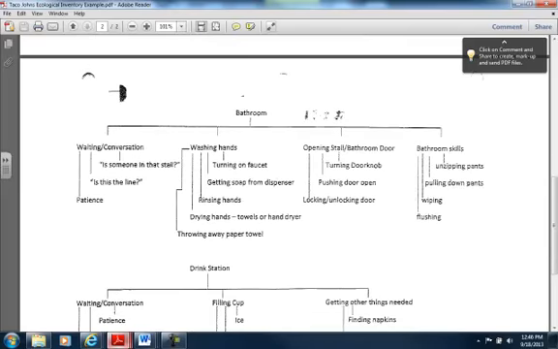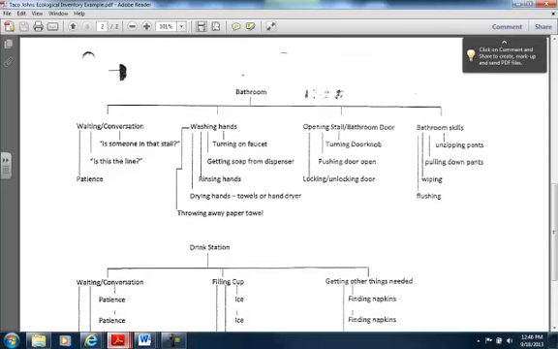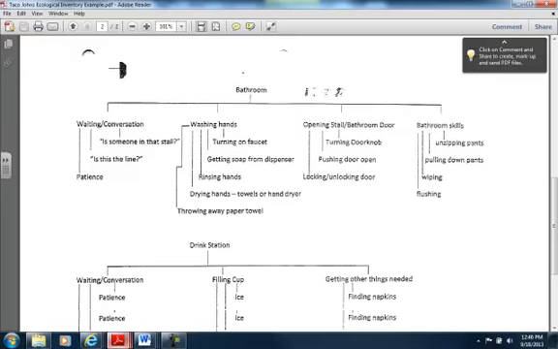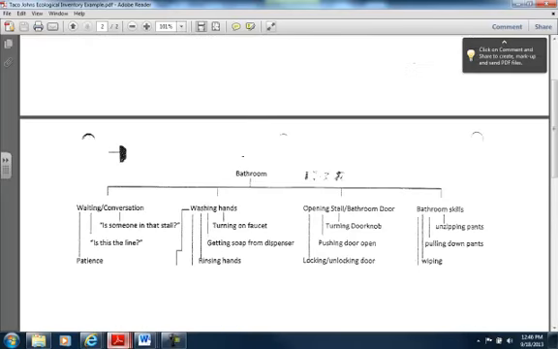Now here they do a nice job of laying out actual language that might be used. Is someone in that stall? Is this the line? Those types of things. And then again, the different skills, and the skills are broken down even more precisely. This is one example of an ecological inventory.